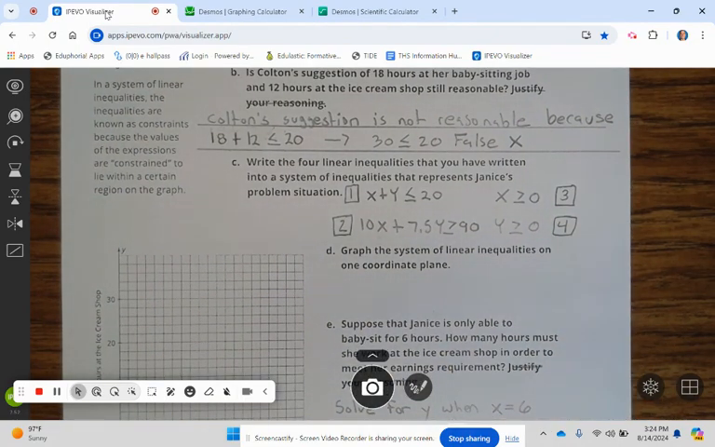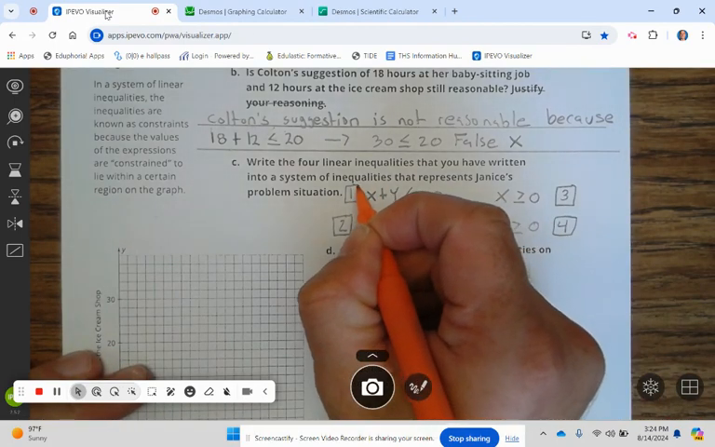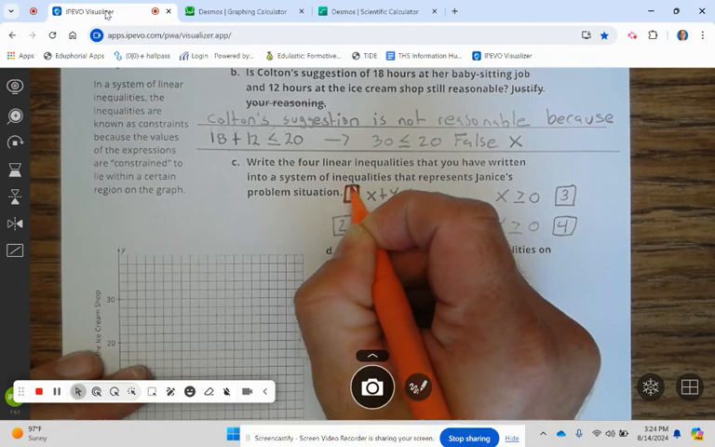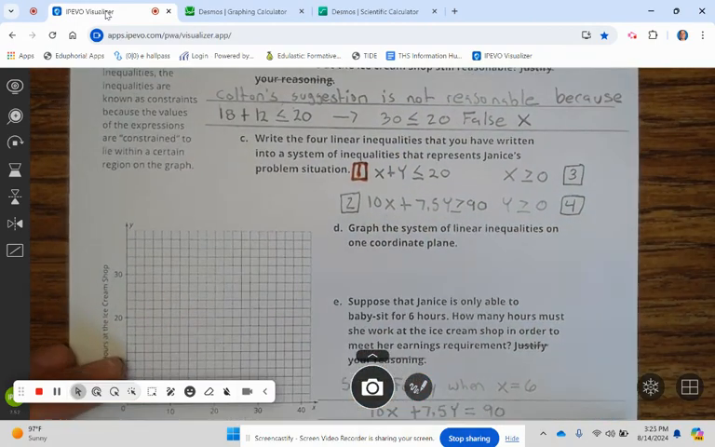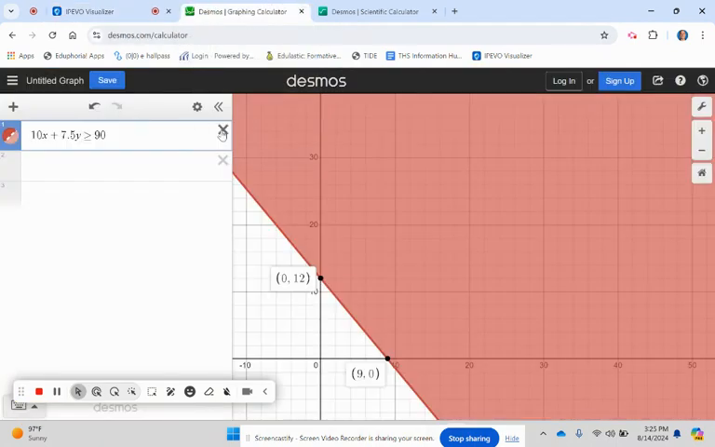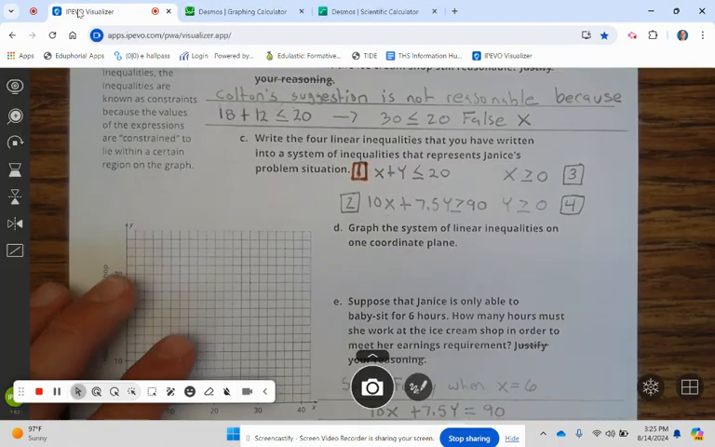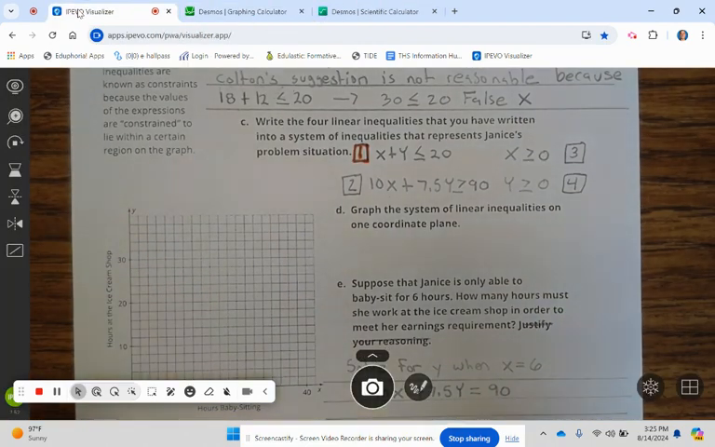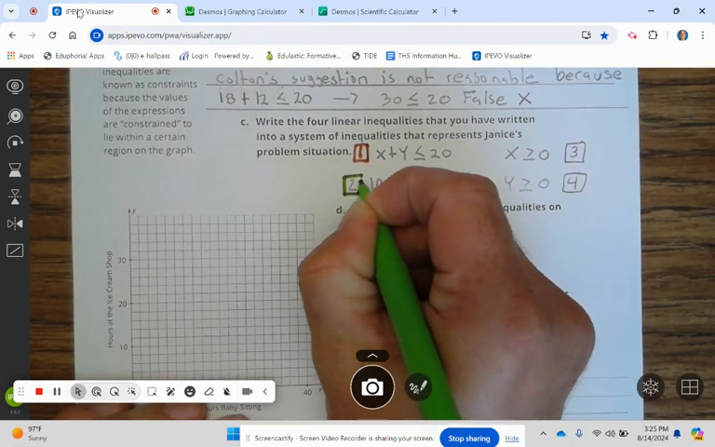Now, let's go ahead and do each of those in a different color. So I'm going to do 1 in orange. Okay, so let's go ahead and graph that in Desmos. Now, we actually have this one already graphed, so let's go ahead and do that one first. So I'm going to come back. Let's go ahead and do this one. I'm going to do in green.